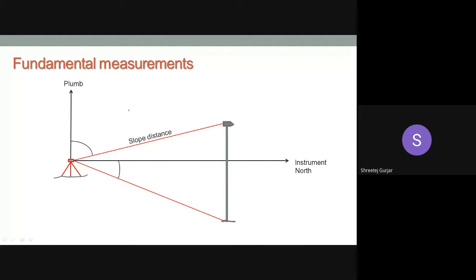Very important question from your exam point of view. They ask you to explain the fundamental measurements of a total station. Is it clear? No problem?